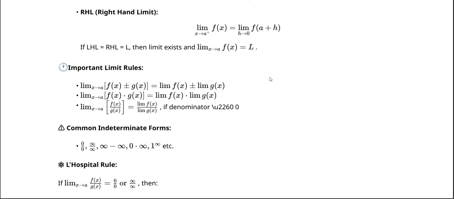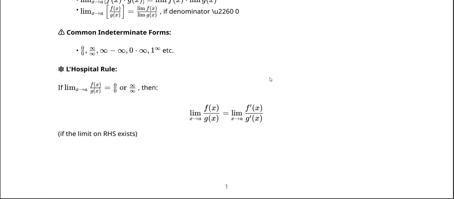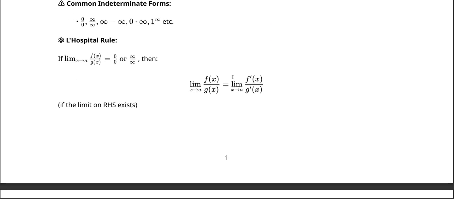Now one very important thing is that we should never obtain a form in which there are the following terms: 0 by 0, infinity by infinity, infinity minus infinity, 0 into infinity, 1 to the power infinity. Such terms are called the indeterminate form. For such types of problems, we use L'Hospital rule.